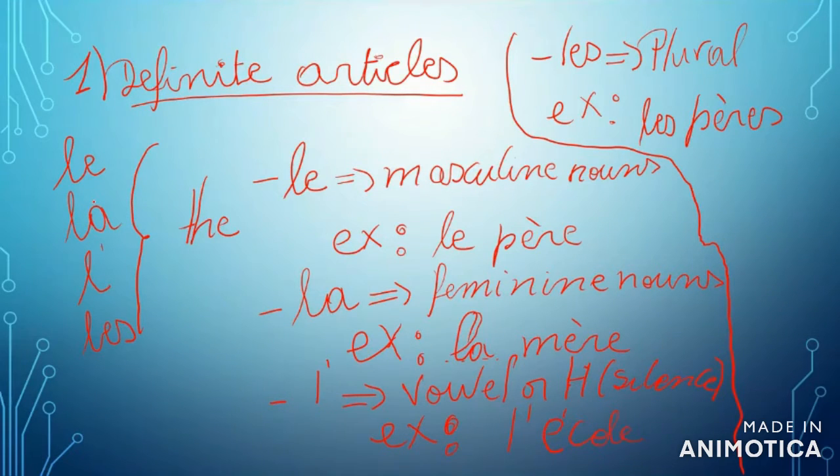L apostrophe doesn't really matter whether the word is feminine or masculine. If it starts with a vowel or a quiet H, we have to use L apostrophe in front of it. Then we have les, which is the plural mark for the definite articles. Don't forget that. These are called definite articles.